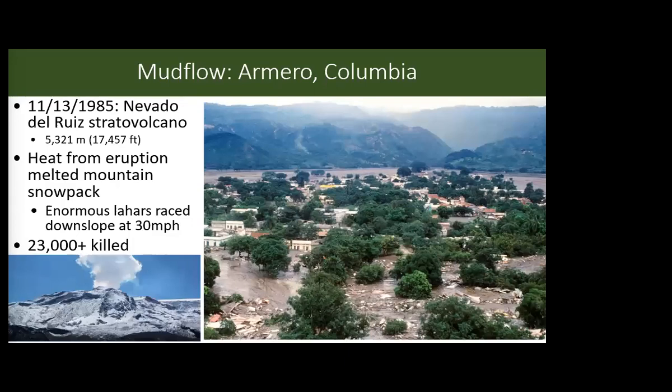So this is an example of a mud flow that happened in Nevado del Ruiz, which is a stratovolcano. It's on the coast of Peru. Yes, Peru.